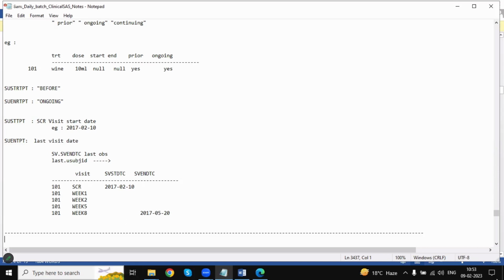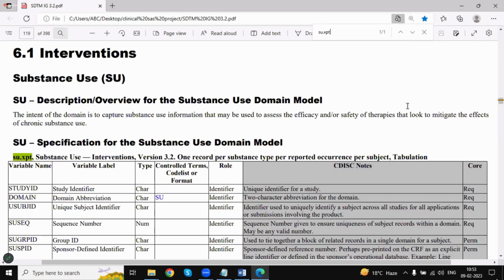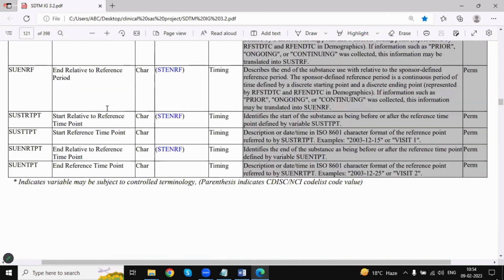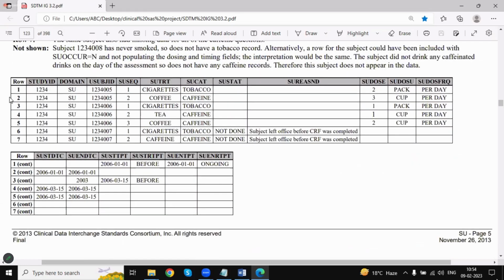Okay, let's take a small example also. What are the variables we have? Study ID, domain, unique subject ID, sequence, statement, category, subcategory, status, reason for not done, dose units, frequency, start date, end date, HTTPT, ENTPT, STRTPT, ENRTPT.